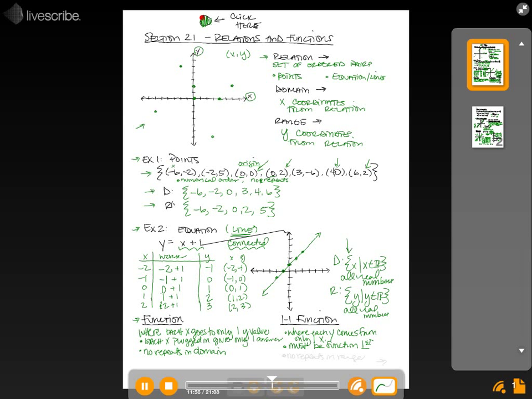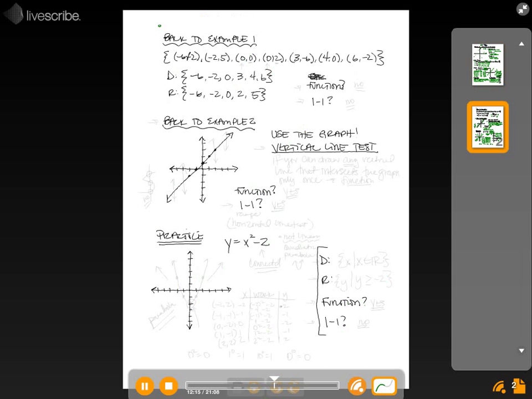We said no repeats in the domain. For a one-to-one, it's no repeats in the range if you've listed it out. Okay? And that's what a function and a one-to-one function are. We are going to go back to example 1 and example 2, and we're going to talk about whether they're functions and whether they're one-to-one functions and talk through what that means.